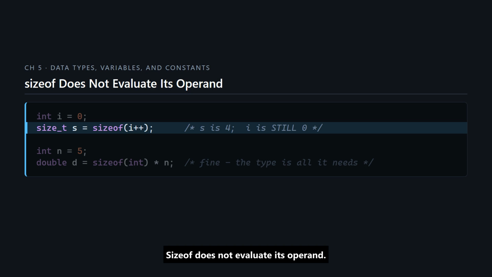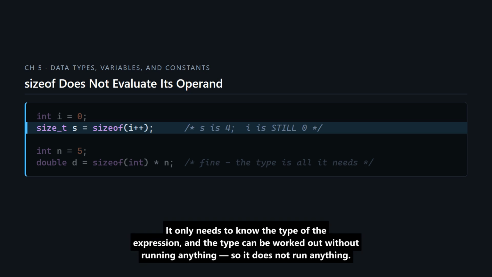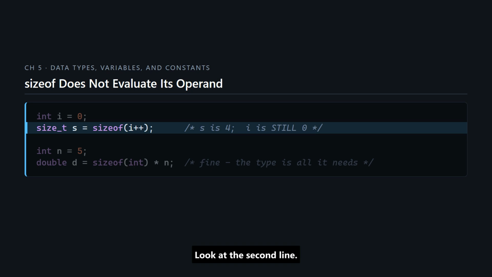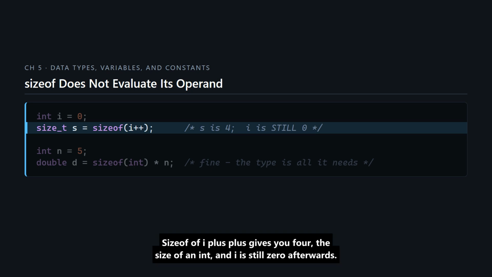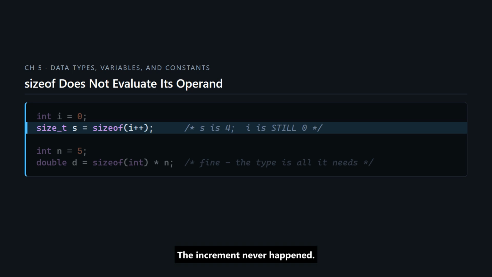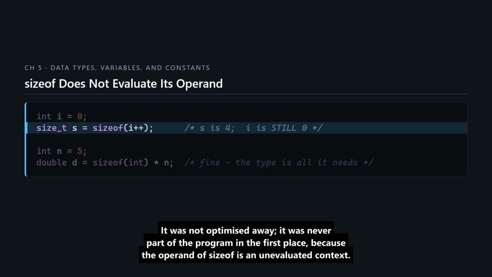And the last surprise. Sizeof does not evaluate its operand. It only needs to know the type of the expression, and the type can be worked out without running anything, so it does not run anything. Look at the second line. Sizeof of i++ gives you 4, the size of an int, and i is still 0 afterwards. The increment never happened. It was not optimized away. It was never part of the program in the first place, because the operand of sizeof is an unevaluated context.